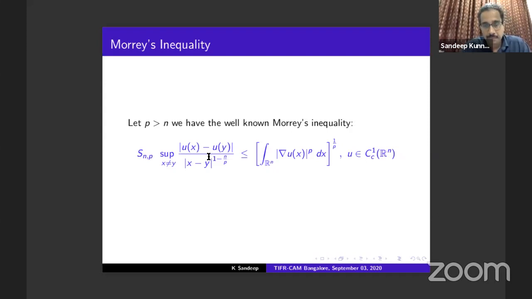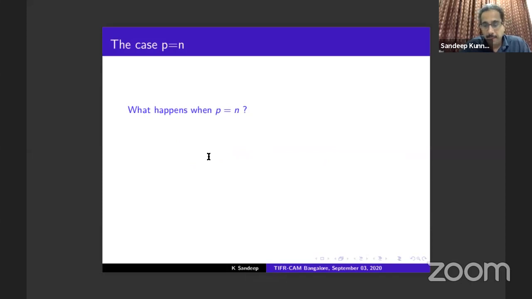So the main question we are interested in this talk is, what happens when p is equal to n? As I mentioned before, we cannot pass to the limit as p goes to n in the inequalities which I have stated. So now the question is, can we do something better?